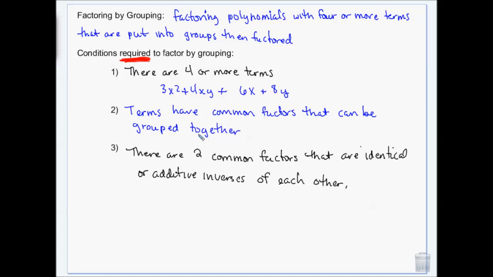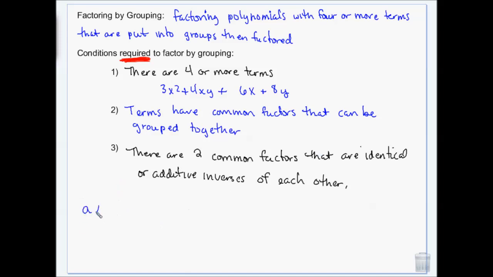You have to be able to group them in pairs or in threes that have something in common that you could take out of both or all of them. And then once I'm done, there has to be 2 common factors that are identical or additive inverses of each other, and this will make sense in a second. But basically, yeah, it's the grouping part.